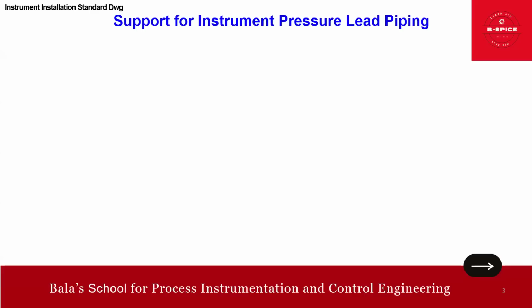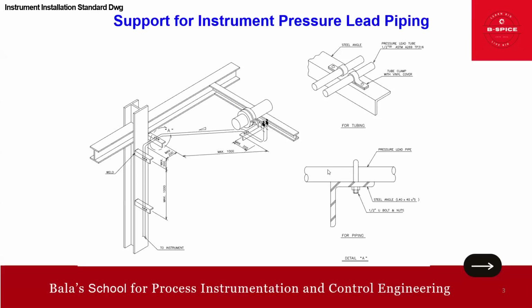See, this is actually the support for the instrument lead piping. How we are doing the support. For example, you have your orifice here, right? You have this tapping and isolation valve, and the tubing is routed like this with a sufficient slope, and all along it has to be routed using the structure, right? This is how it has to be.